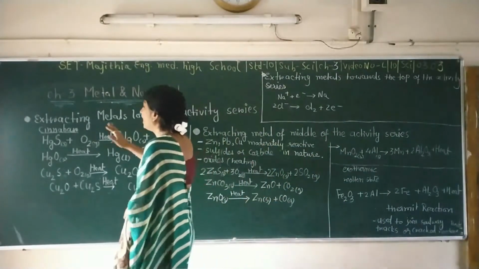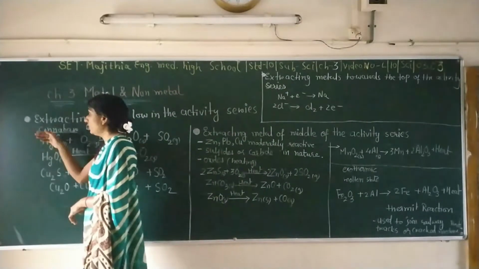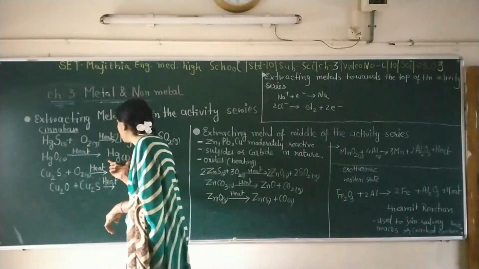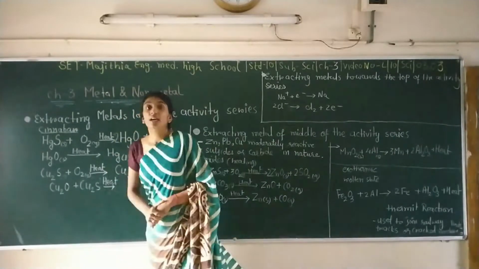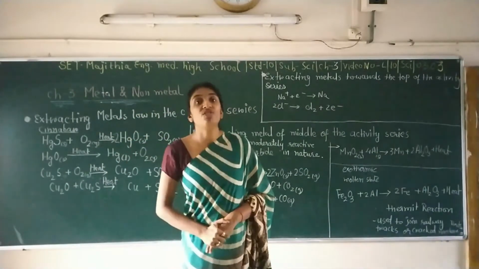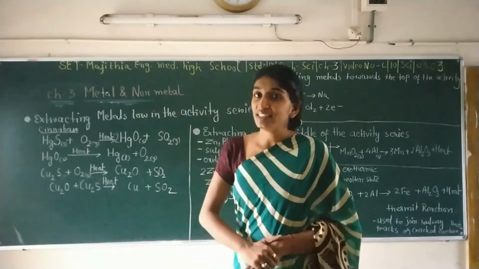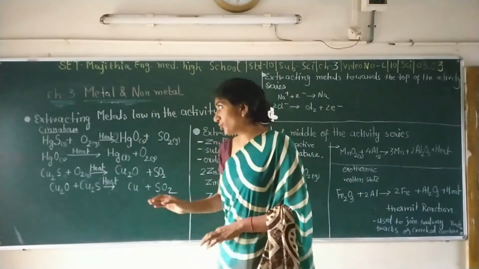So we can simply heat this cinnabar and we will get mercury in its liquid state. We know that at room temperature mercury is in the liquid state. That you should remember.